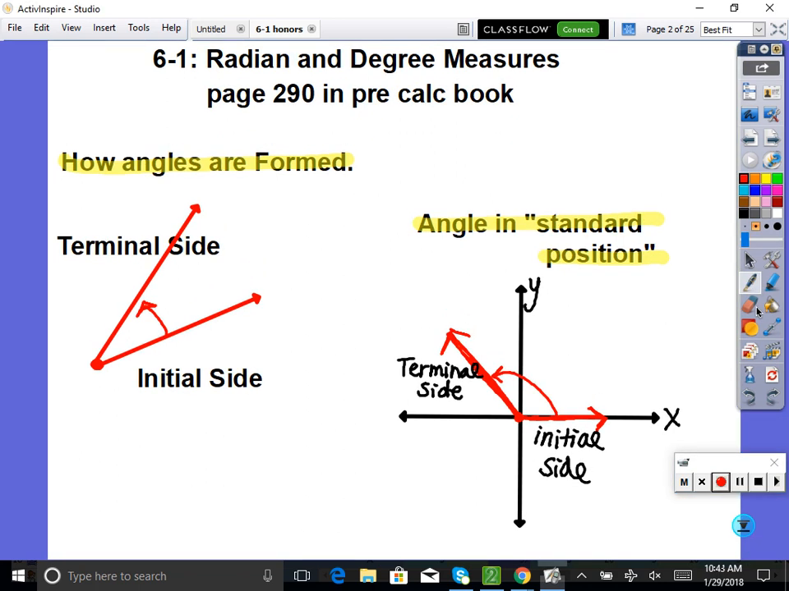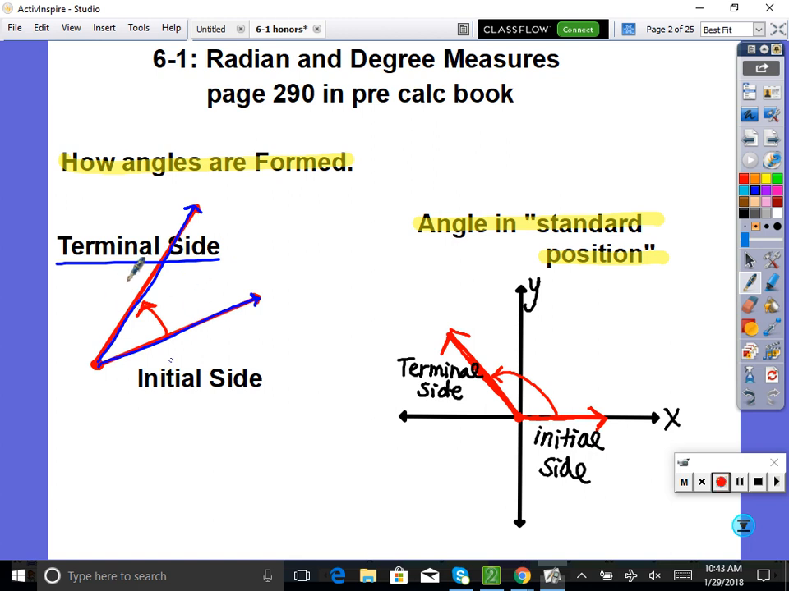So, angles. Well, how do we create an angle? First of all, we have to start somewhere. So that's what's called an initial side. Then we open up and create an angle here. So we opened up to a terminal side. So terminal side just means where you opened up to.